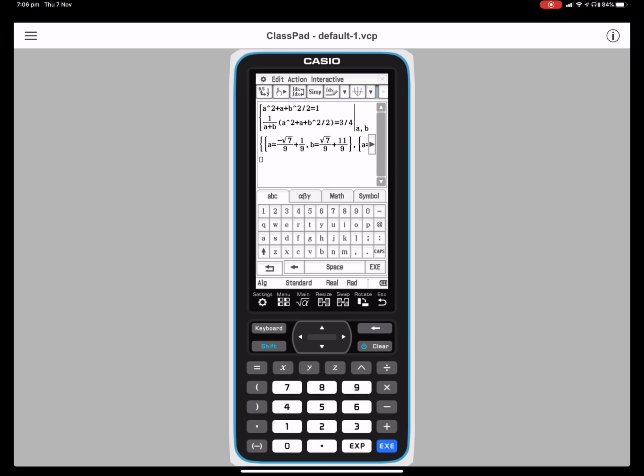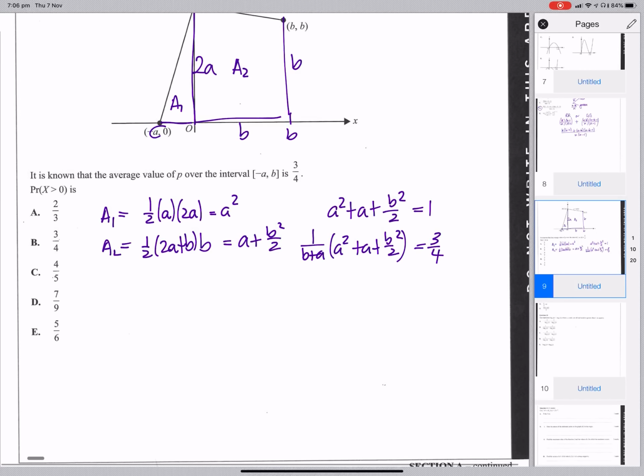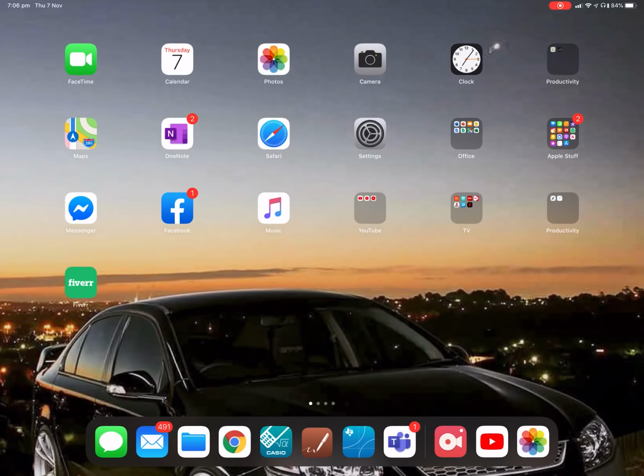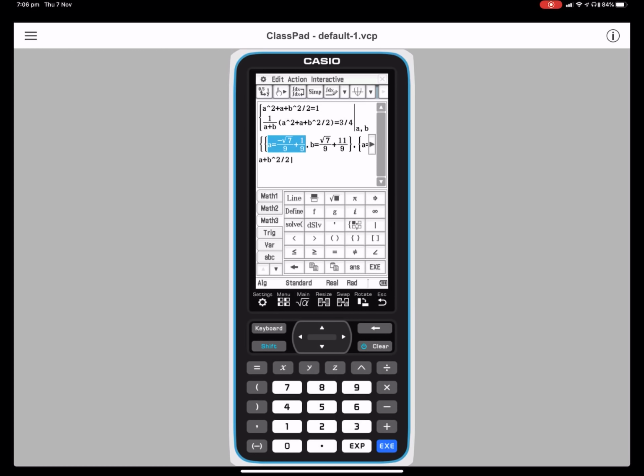Okay. And then it wanted us to find the probability that x is greater than 0. So that's area 2, which is A plus B squared on 2. So A plus B squared divided by 2, given A is that, given B is that. That doesn't look right. Let's try the other one. So that. No, something's wrong there.